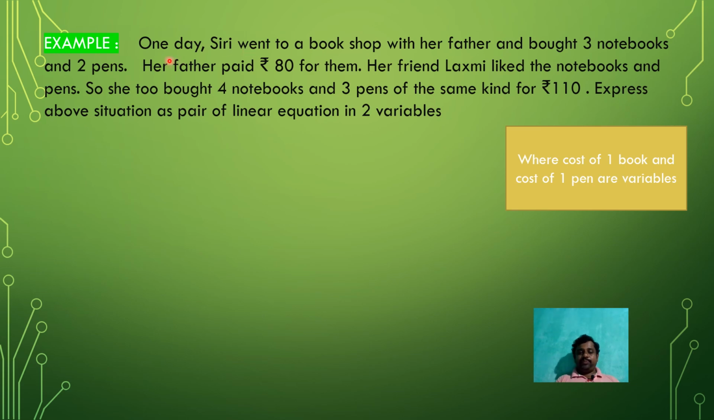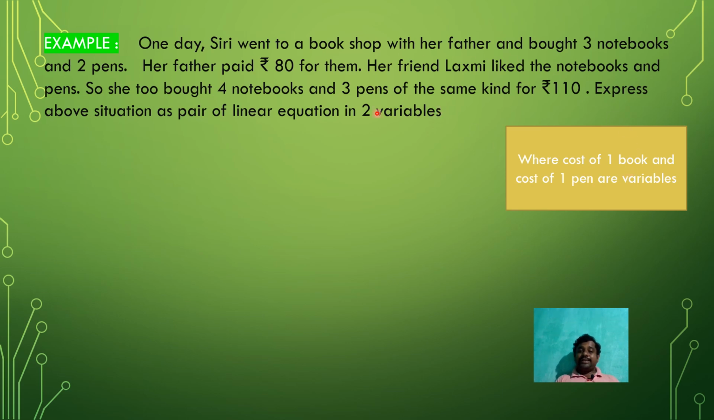Students, once again we repeat. One day Siri went to a bookshop with her father and bought three notebooks and two pens. Her father paid 80 rupees for them. Her friend Lakshmi liked the notebooks and pens, so she too bought four notebooks and three pens of the same kind for 110 rupees. Express the above situation as a pair of linear equations in two variables.